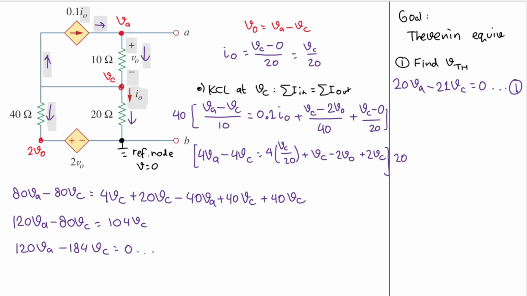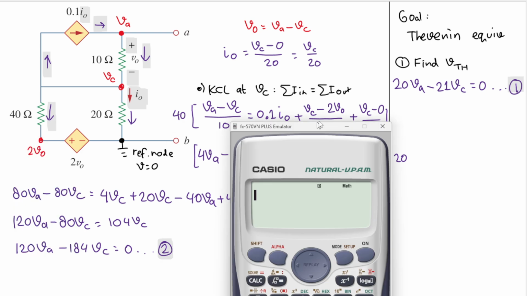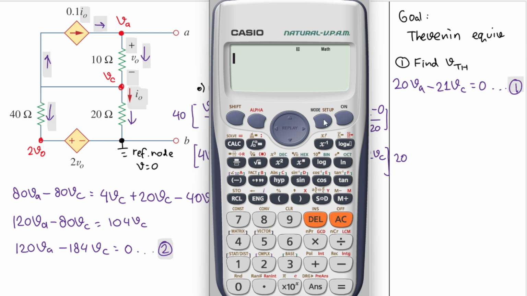And this is equation number 2. Okay, we have equation number 1 and equation number 2 here. Okay, let's solve that using calculator, right? That is the fastest way. Okay, let's see here. Let's set this up as equation solver. Number 5, two variables is number 1.